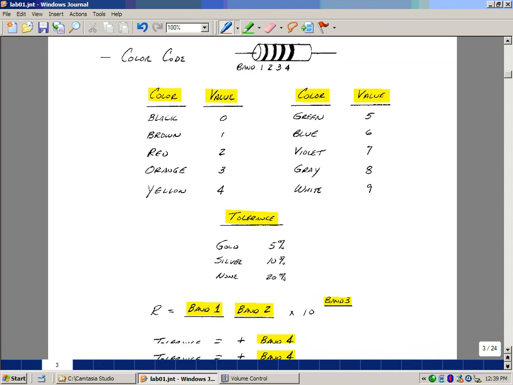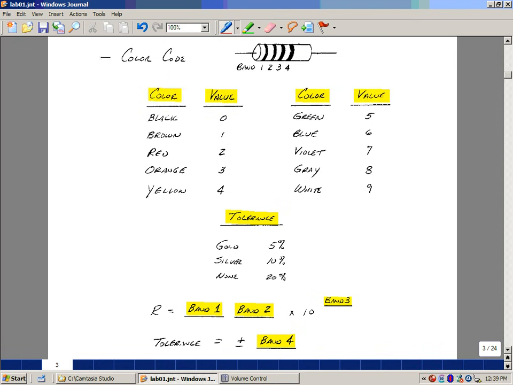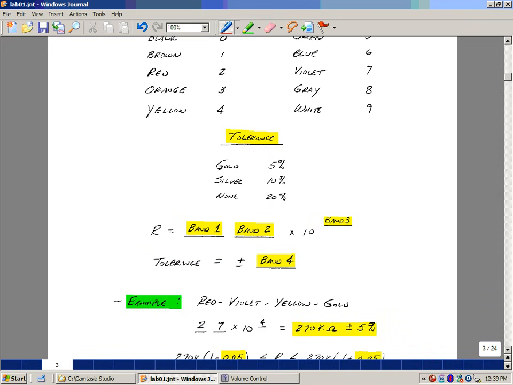Let me explain that maybe through an example. The first band, and this is really the band farthest to the left if you orient the resistor, they kind of look like the picture that's over here. That first band is a placeholder. The second band is a placeholder, and the third band is the power of 10. And then the fourth band is the tolerance.